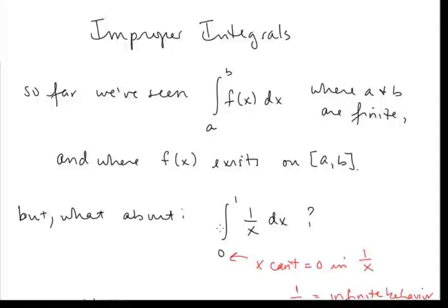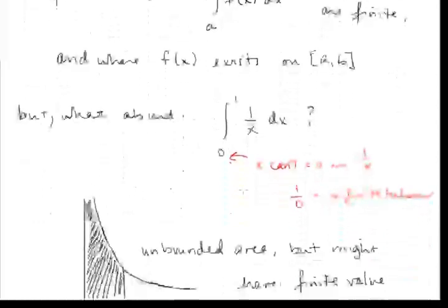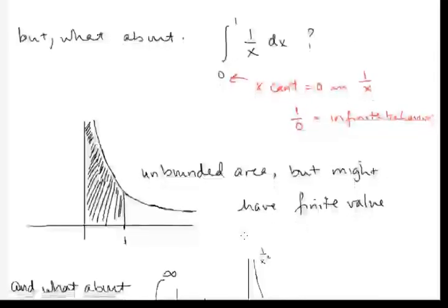We have the integral from 0 to 1 of 1 over x. We know that x can't equal 0 in 1 over x. So what does this integral even mean? Let's take a look at this graphically. What area would this be representing?